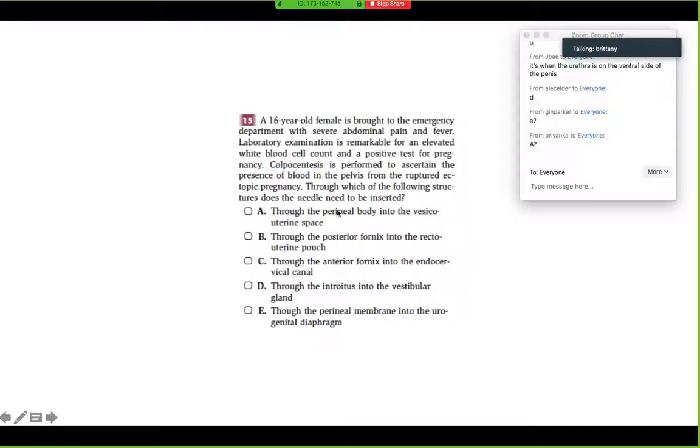All right, next, a 16-year-old female is brought to the emergency department with severe abdominal pain and fever. Labs are remarkable for an elevated white blood cell count, positive for pregnancy. Colpocentesis is performed to ascertain the presence of blood in the pelvis from a ruptured ectopic pregnancy. Through which of the following structures does the needle need to be inserted?